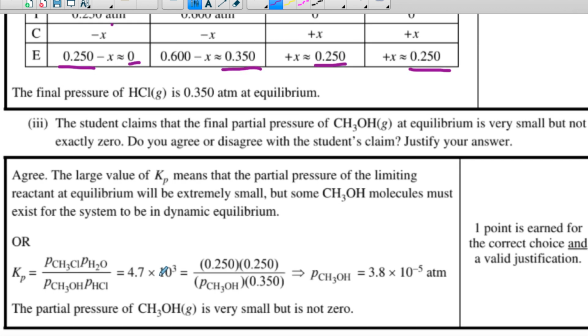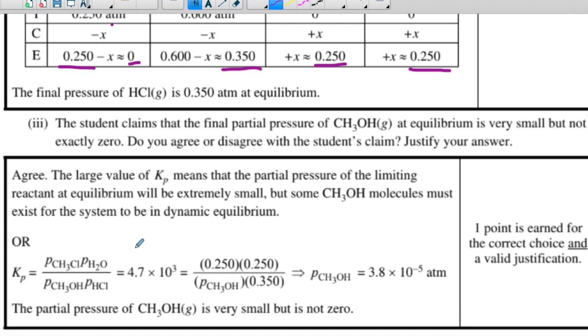Their parting shot on the question: final partial pressure of CH3OH at equilibrium is very small, but not exactly 0. Do you agree or disagree? When K is exceedingly large, for all intents and purposes, there is no reactant remaining. However, we know that there has to be some reactant left because it's an equilibrium state. Now, is it enough to worry about? No. In fact, the answer here is 3.8 times 10 to the negative fifth.